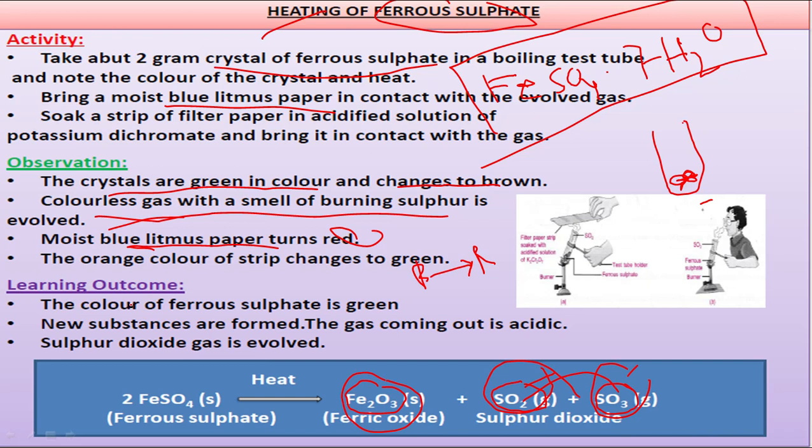Now, what are the learning outcomes? Yes, definitely the color of the ferrous sulfate crystal is green. This is very important here. You should know that the ferrous sulfate crystals are green in color if it is hydrated. Now new substances are formed. The gas coming out is acidic in nature. So these gases which are there as a product are acidic in nature. SO2 gas and SO3 gas, sulfur dioxide and sulfur trioxide gas, are acidic in nature. Because of the presence of these gases, blue litmus changes to red and sulfur dioxide gas is evolved. So this is about a decomposition reaction due to thermal energy.